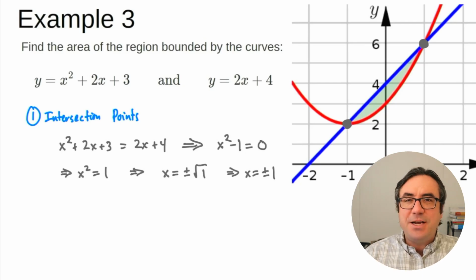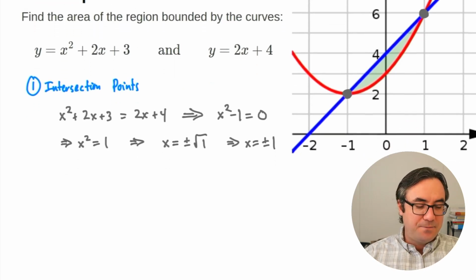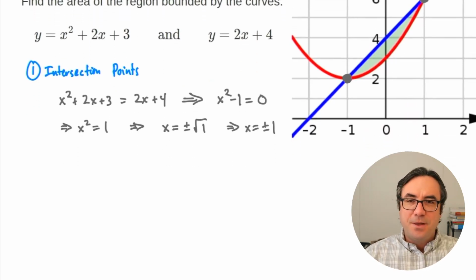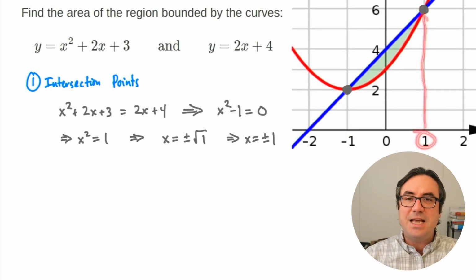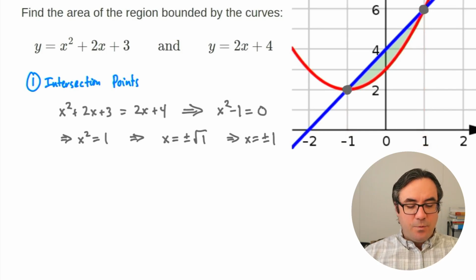And that matches up with what we see in our graph. So if we're looking at the graph here, we do see that this intersection point here happens at negative 1, and then our other intersection point, follow it down, is happening at x equals plus 1. All right, so we actually confirmed that with the algebra.